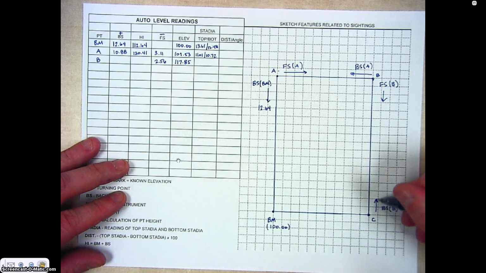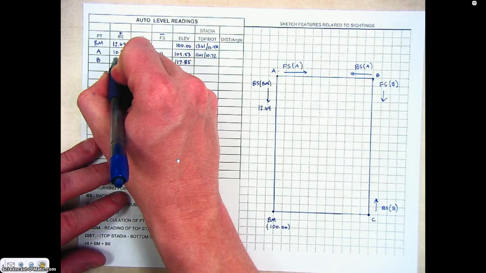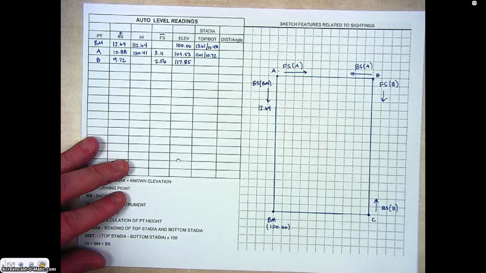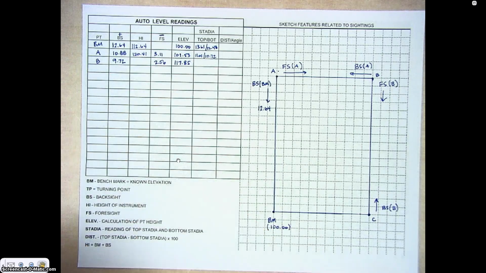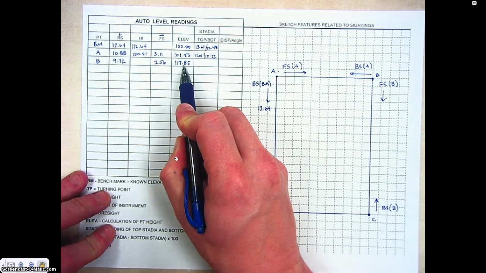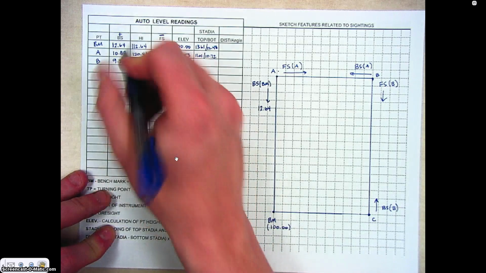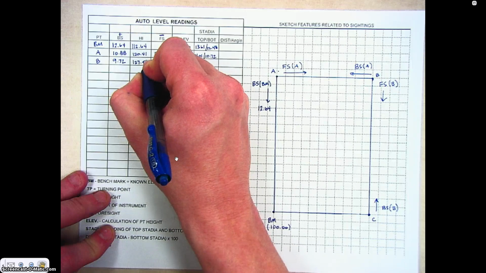And so when we do that, we get a reading to the back sight of B at 9.72, which will allow us to calculate the height of the instrument at point B. And so we'll do that by taking the elevation at point B plus the back sight. And so 117.85 plus 9.72 gives us 127.57 feet.